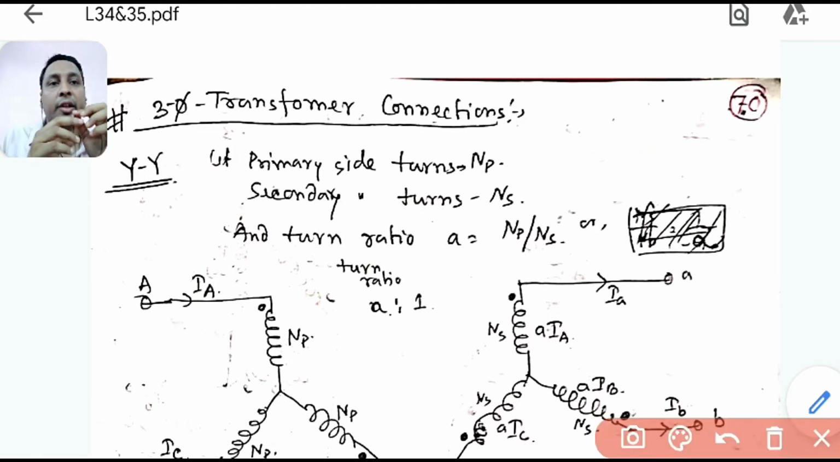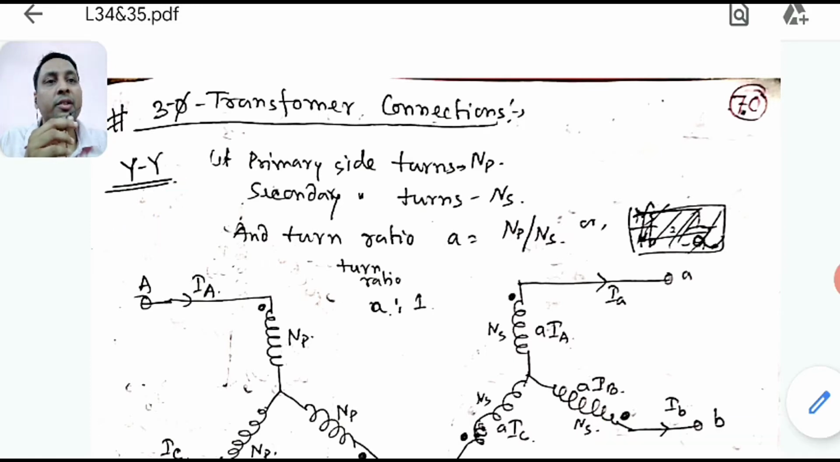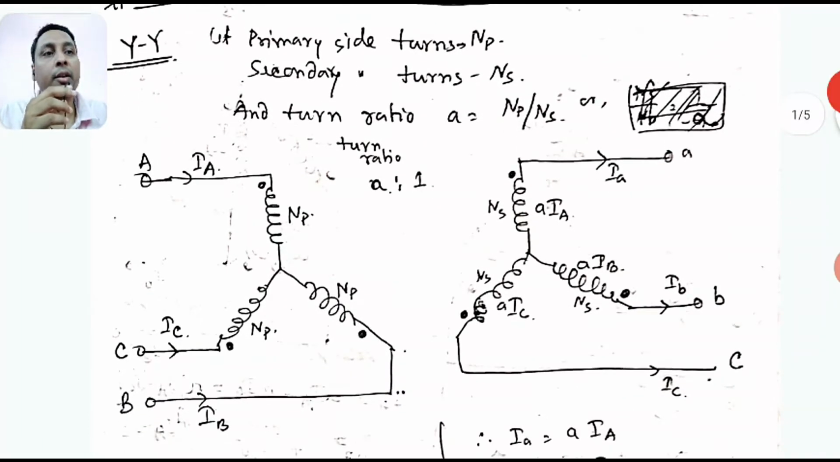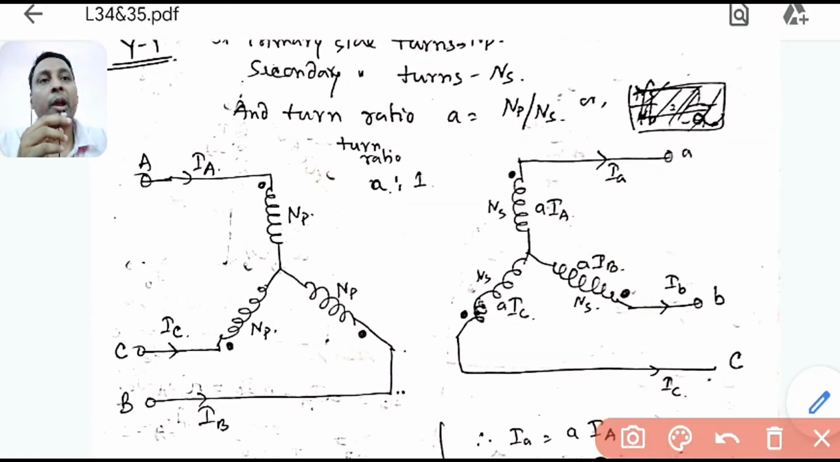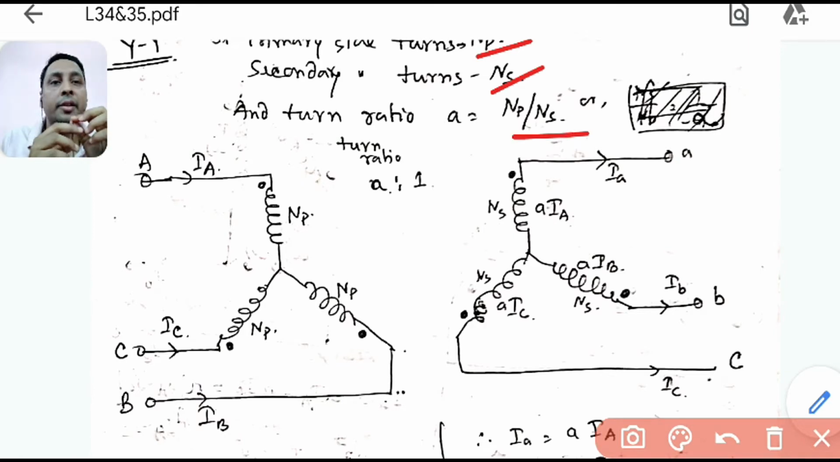In three-phase transformer connections, the possible connections are, first, I have considered a star-star connection. That means my primary is star, and the secondary is also star. I have considered a primary turn NP, a secondary turn NS, and a turn ratio of NP by NS, that is A:1. The A:1 is the turn ratio, that is the voltage ratio. So the current ratio will be 1:A. I am concerned about the currents on both sides, because my CT will be sensing currents.